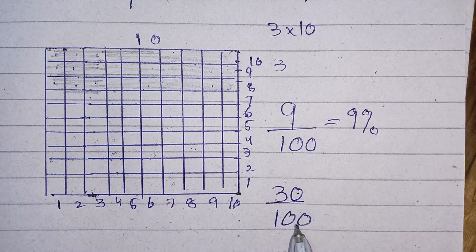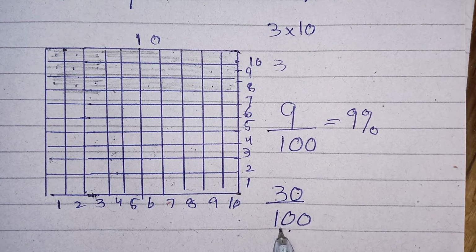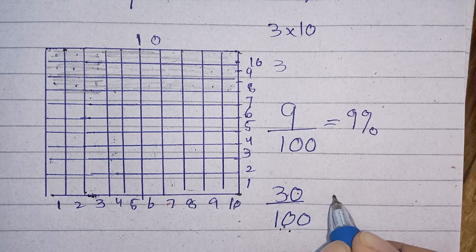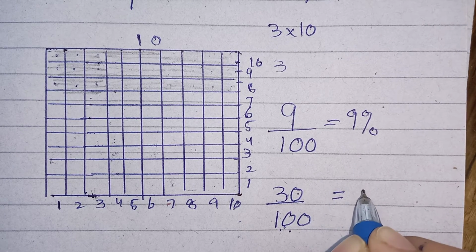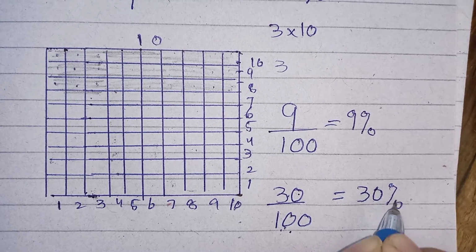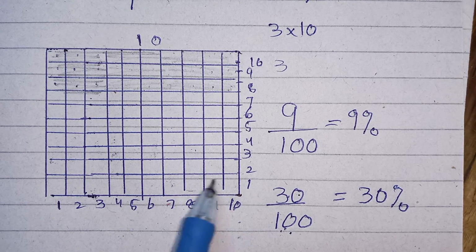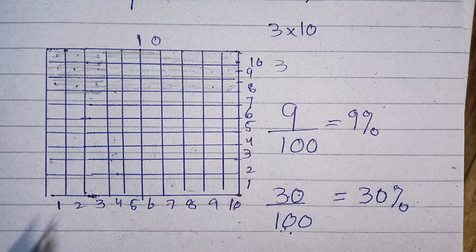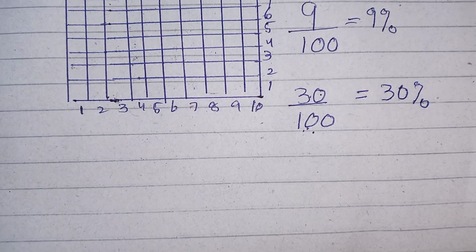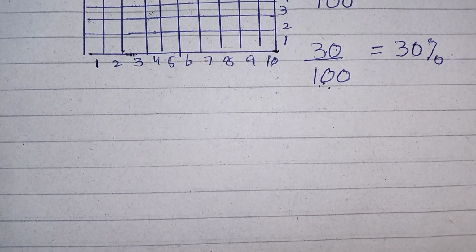So 30 upon 100. Out of 100 parts, 30 are shaded, and if you need to write it in percent form, we will write 30% is shaded. Percentage is also used to compare any two quantities.